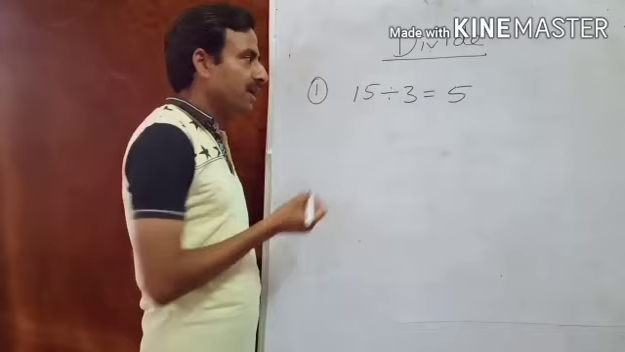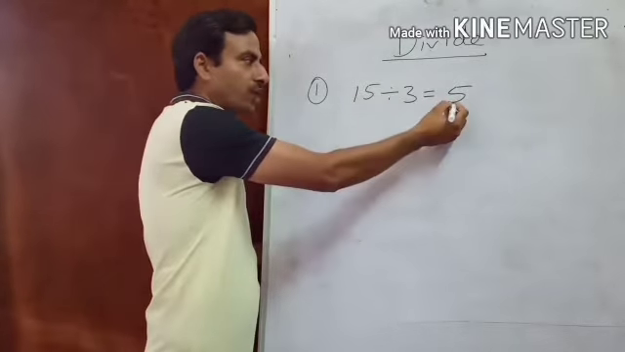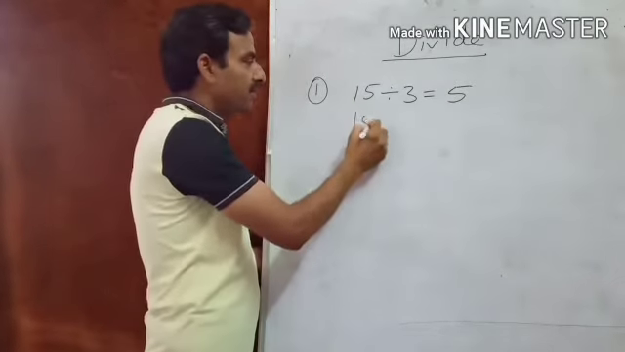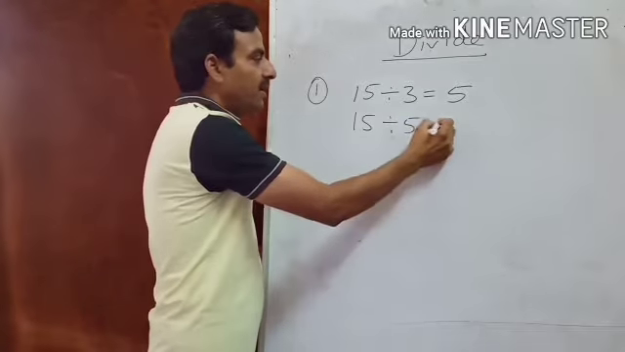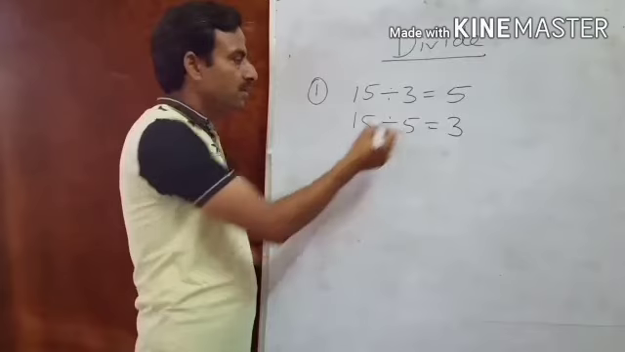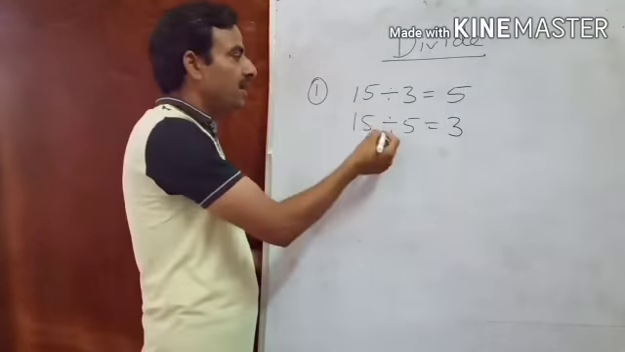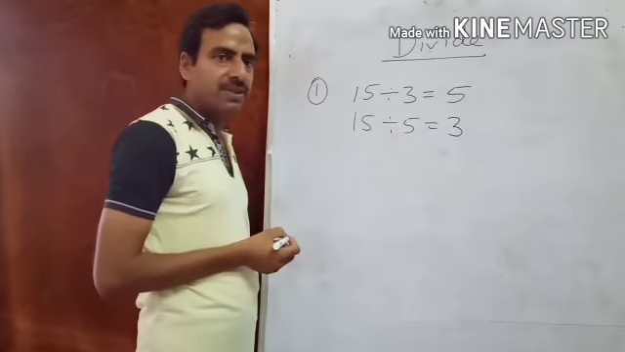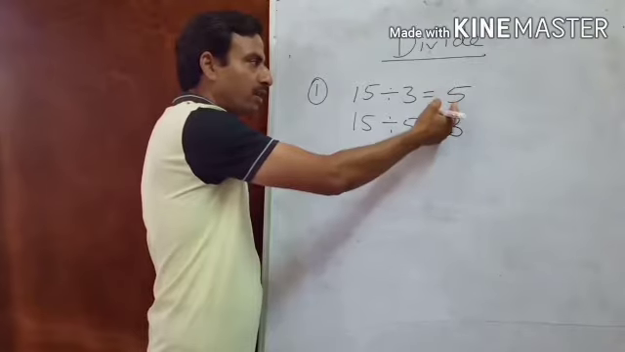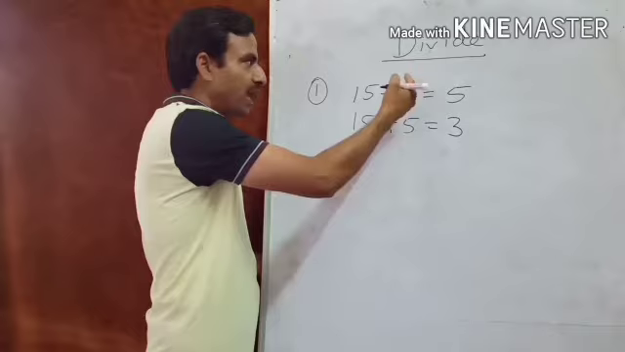The divisional fact is this: if we divide the dividend by the quotient, then the answer will be the divisor. Like 15 divided by 5, the answer will be 3. 5 times 3 is 15. This type is the divisional fact of any division. If we divide the dividend by the quotient, then the answer will be the divisor of that division.